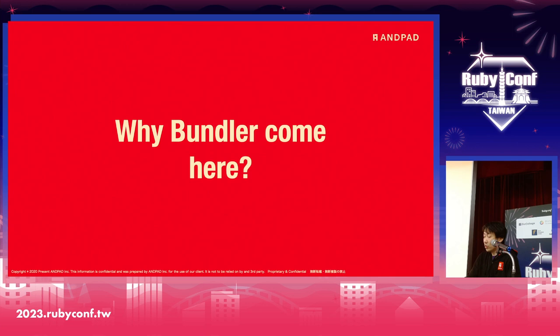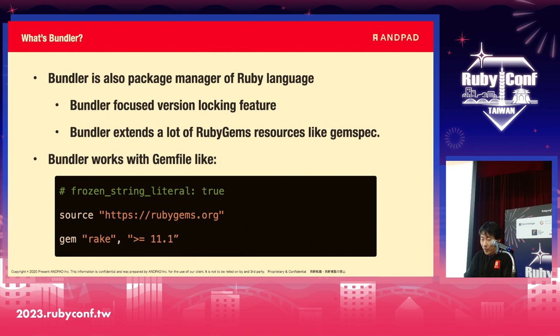I will introduce Bundler. RubyGems has a user interface and dependency resolution, but RubyGems doesn't have a version locking feature within a Ruby process. Bundler provides this essential version locking functionality, which can be achieved by using a Gemfile. So, you know, this example.